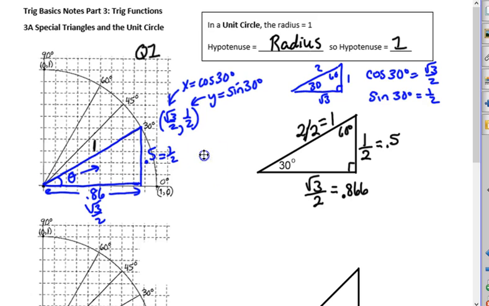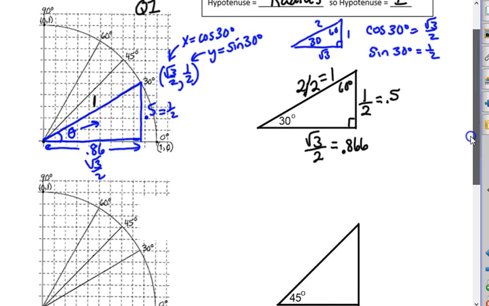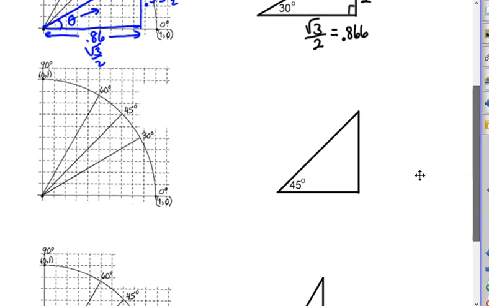This is the important thing that the unit circle does for us. It allows the coordinates of the point on the unit circle to actually equal our cosine and sine values. Let's look at another one. Let's go to 45, 45, 90.